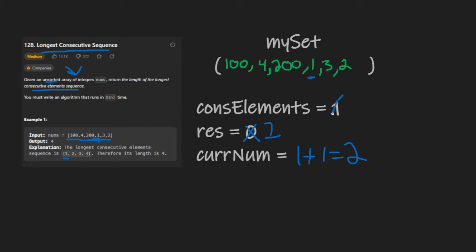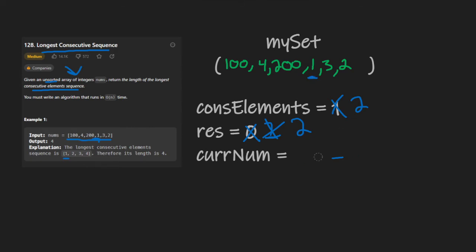So this will now be 2, and then we're going to take the max of result, which is 1, and the consecutive element count, which is 2, and that is going to be 2. So result will now be 2. And then we're going to update our current number. We're not technically just moving to the next item in the loop. While we're in the while loop, we're going to increment the value we're at.